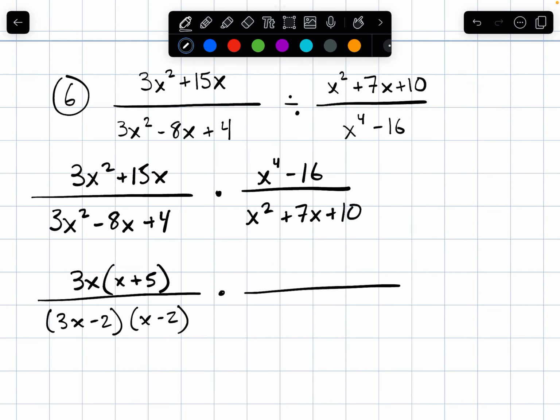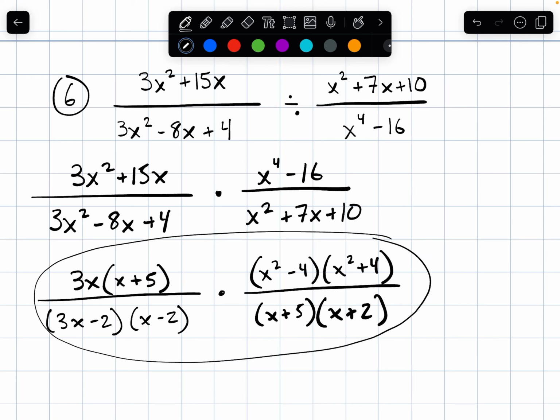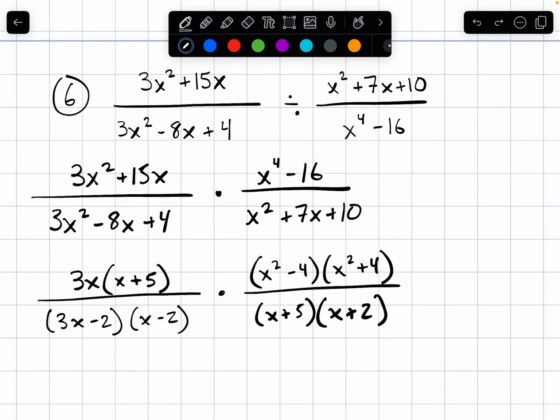Over here on the right side fraction, this is a difference of squares. So this is really x squared minus 4 times x squared plus 4. We know that 4 times 4 is 16, and x squared times x squared is x to the 4th. In my denominator, we've got x plus 5 and x plus 2. If you're not sure how I got any of this, it's all factoring from chapter 5, so you might have to go back and brush up on chapter 5.